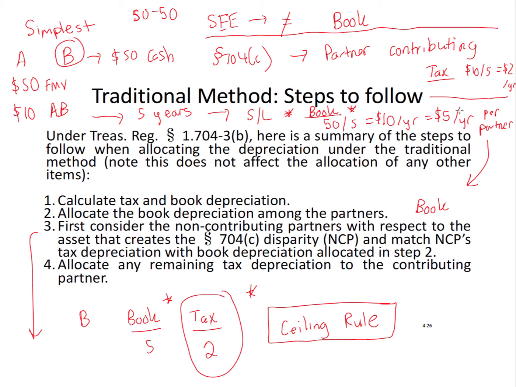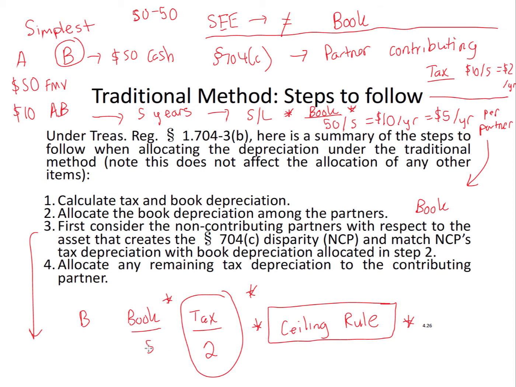Now, what if we change the numbers and let's say that the tax resulted in 7? Then B would get 7 here for the year. And these numbers are still the same. B would get all 5 and A would get anything remaining, so A would get 2. It has to equal out to the full amount. So the traditional method is pretty straightforward. The key, though, is this ceiling rule. And this is a huge issue because it happens so often and it limits it. And what it does is it creates a disparity for the end partner.